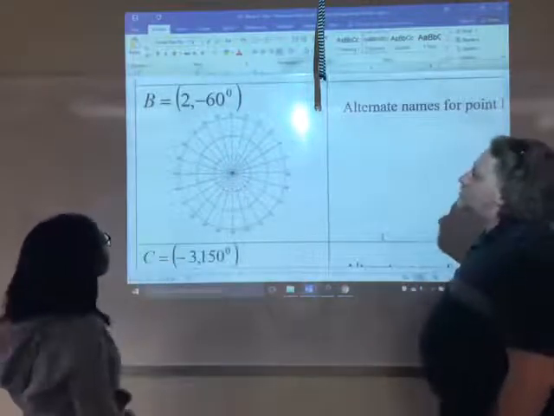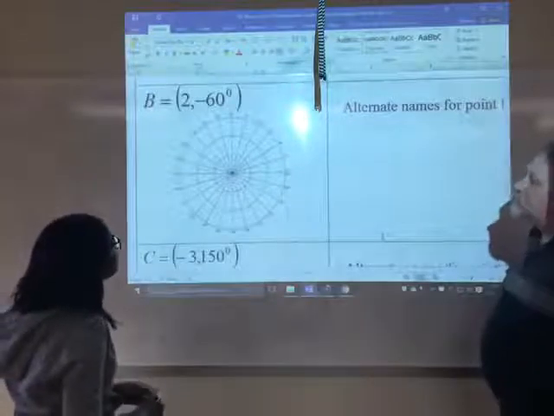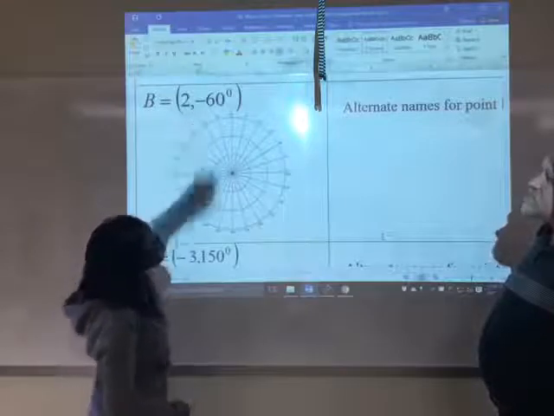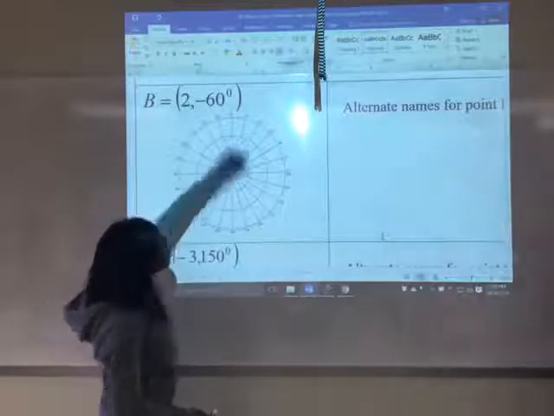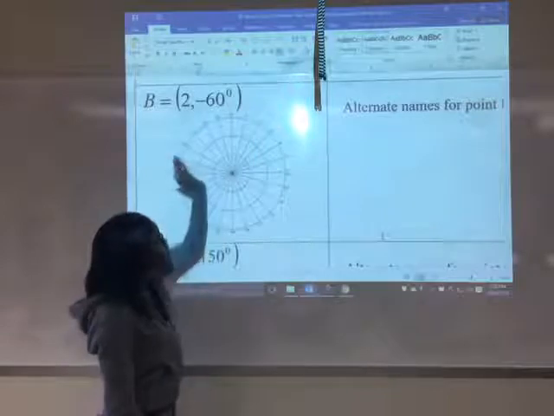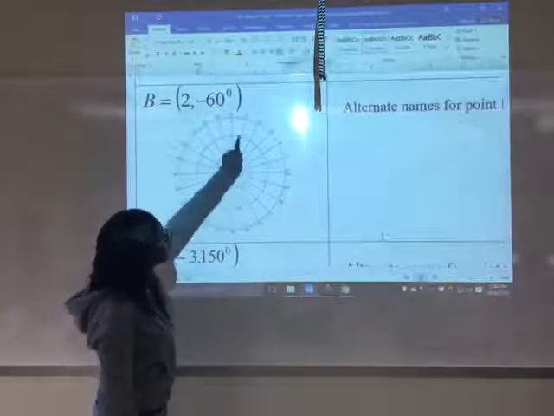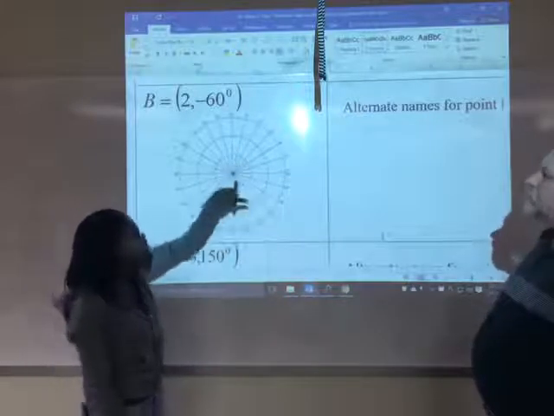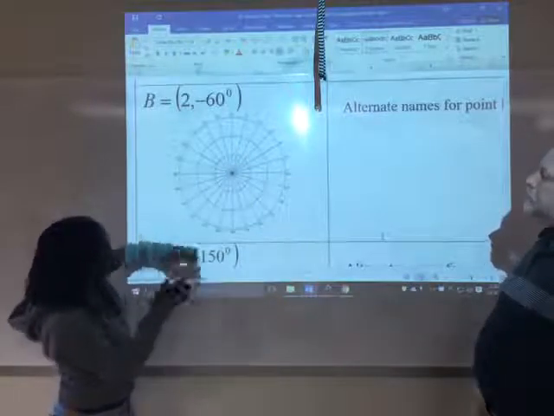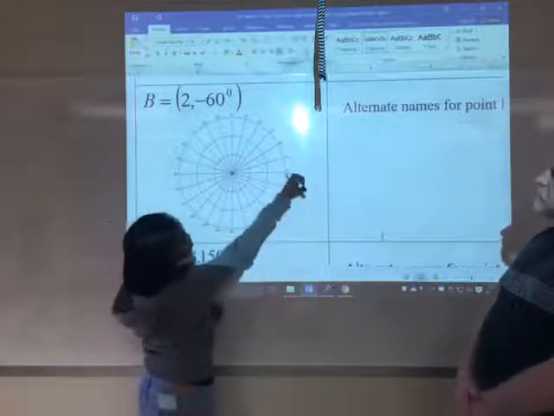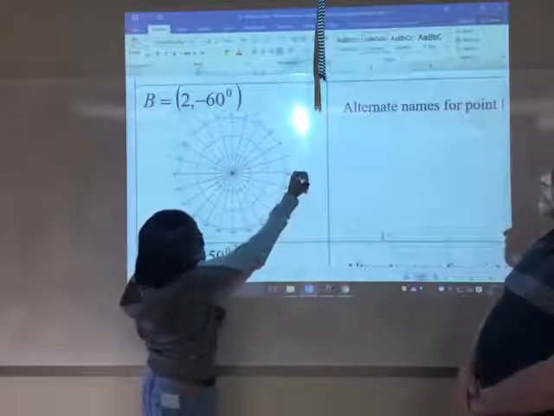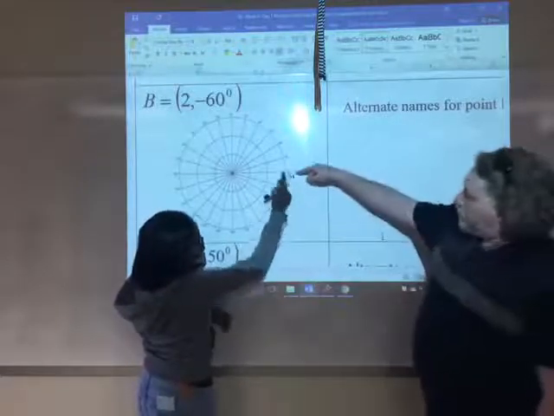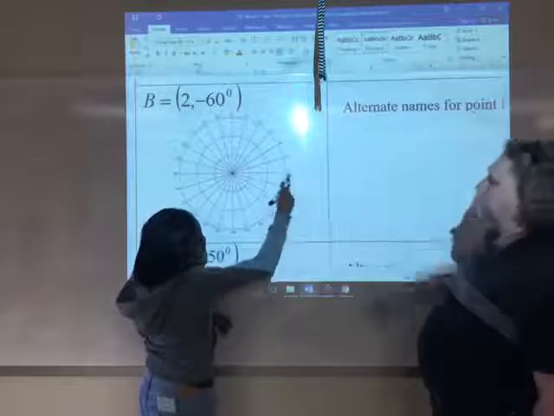Okay. So this one says 2, negative 60 degrees. So since it's negative, instead of going straight to 60 degrees, we go the opposite, which in this case we go clockwise instead of anti-clockwise, which is counterclockwise. So this counts by 15s. So this would be 15, technically, like negative 15. Oh, well, that's 0. So negative 15 would be right there.